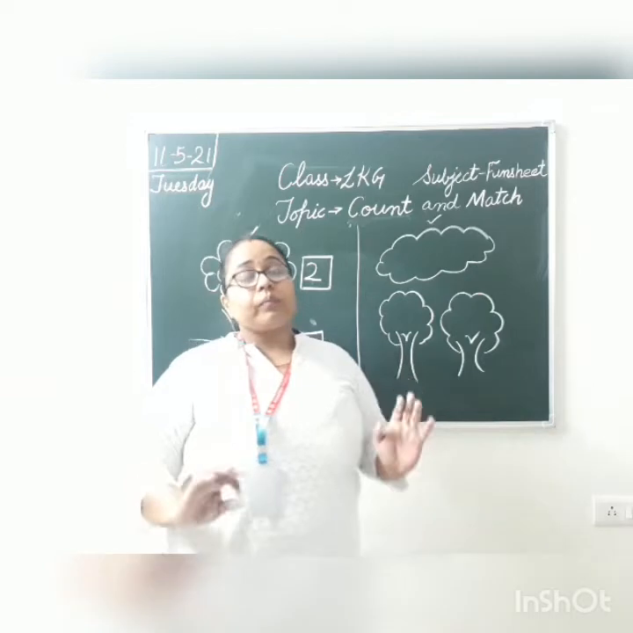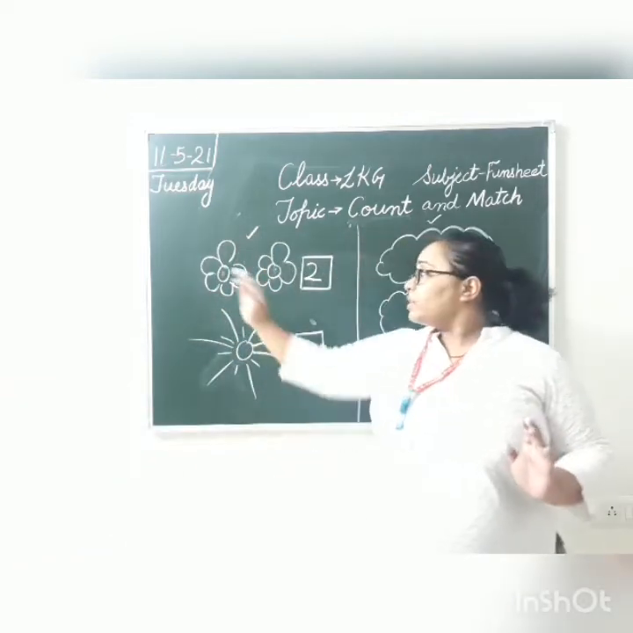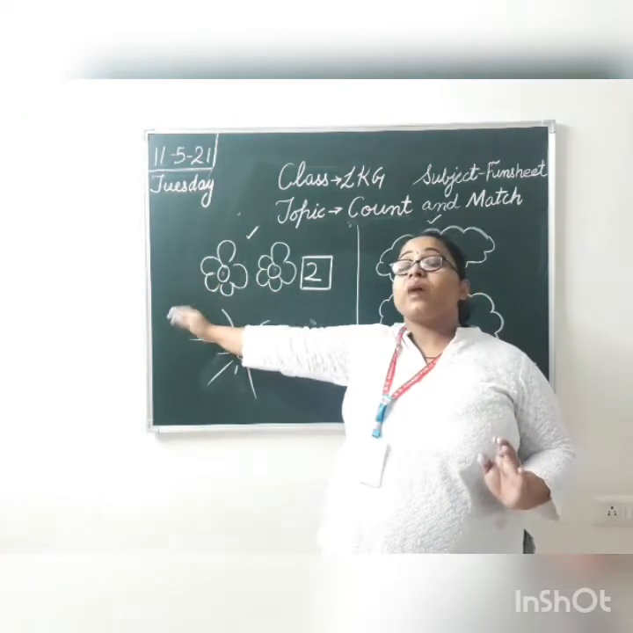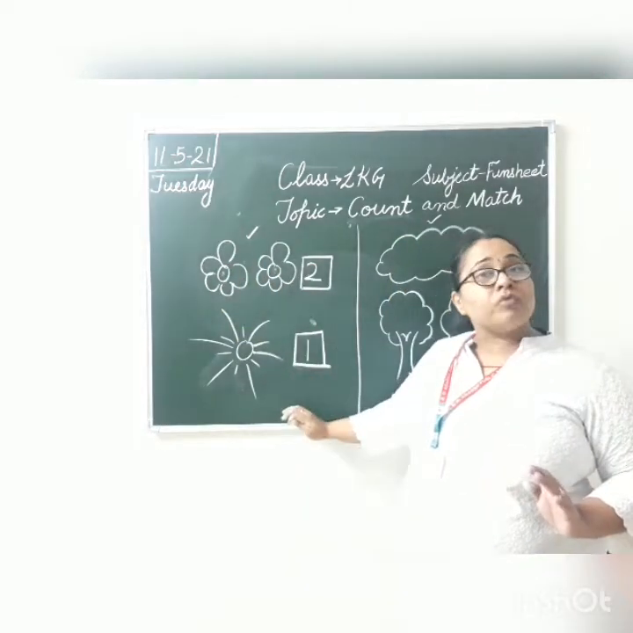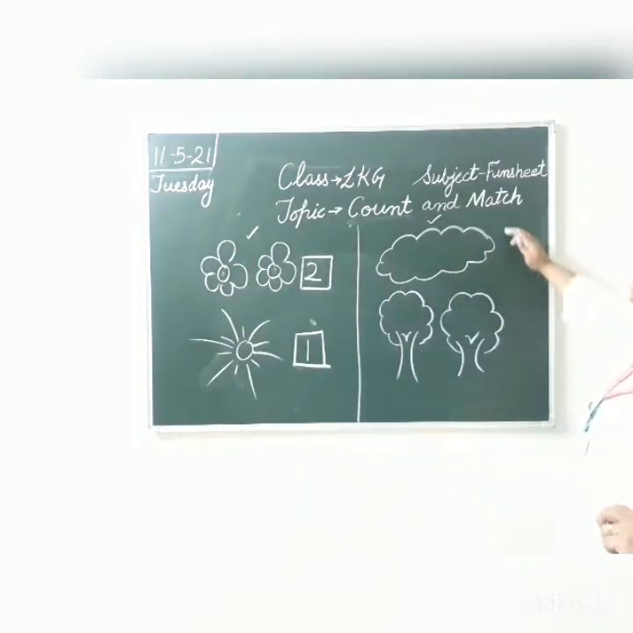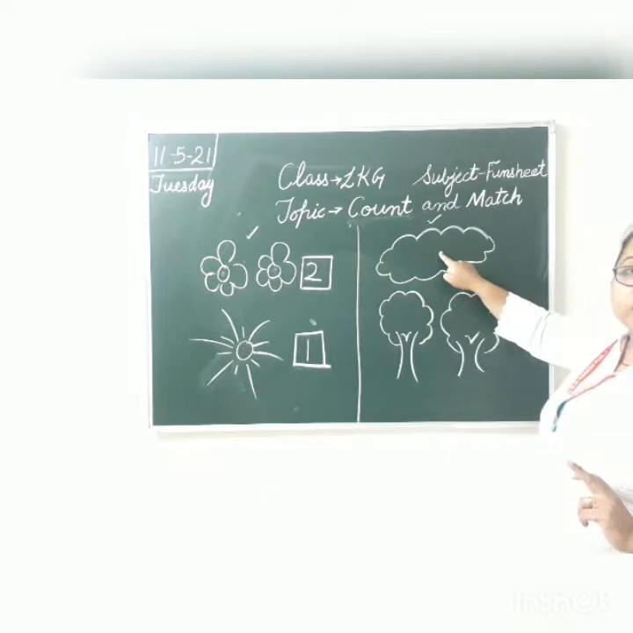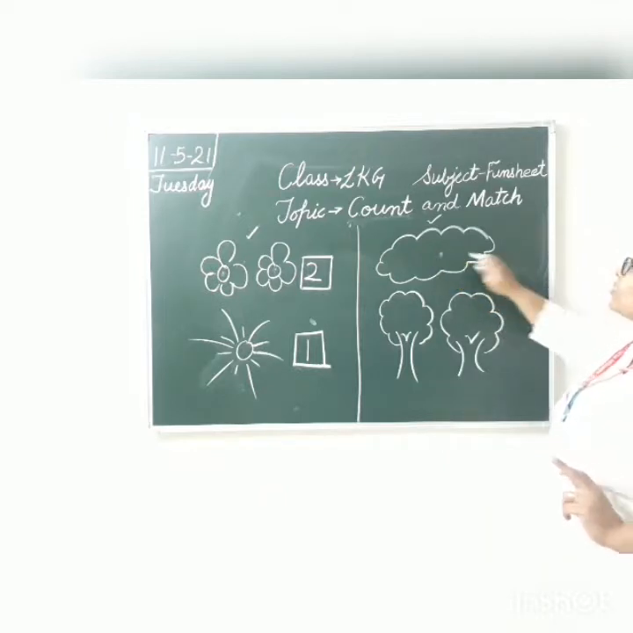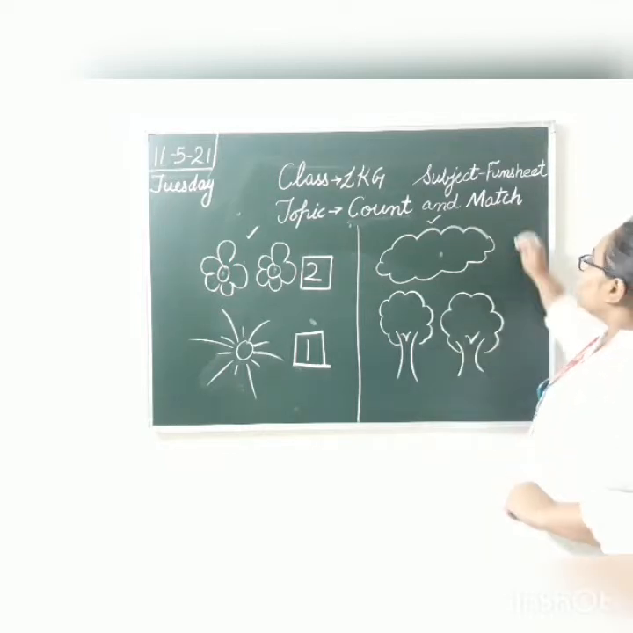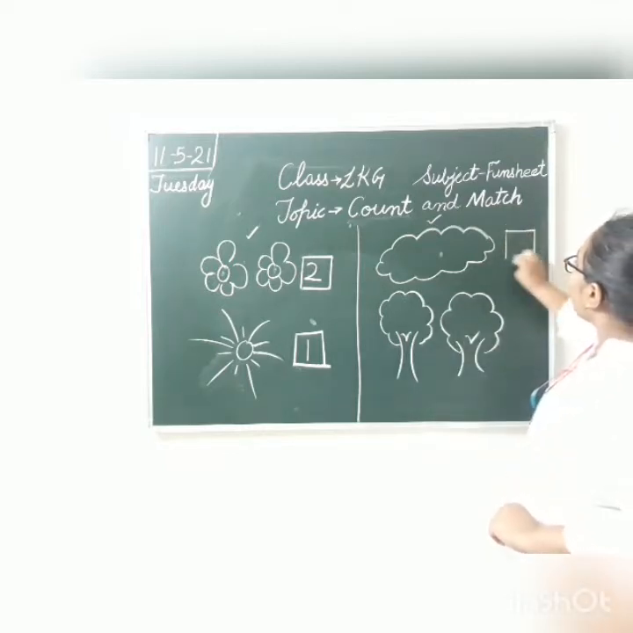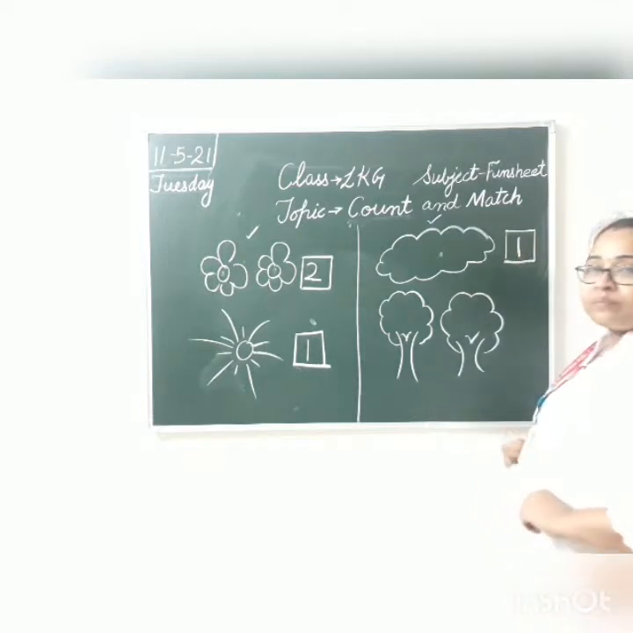So now, if you will see, this is your ma'am's right hand side. ma'am का right hand side है. हमने वहाँ पे objects को count कर लिया. Now, we are going to count the objects on this side. Count करना है सबसे पहले. So this is a cloud, isn't it? Badal. Yes. So how many clouds we have? 1. So what I'm going to do in this box, I'll write 1.